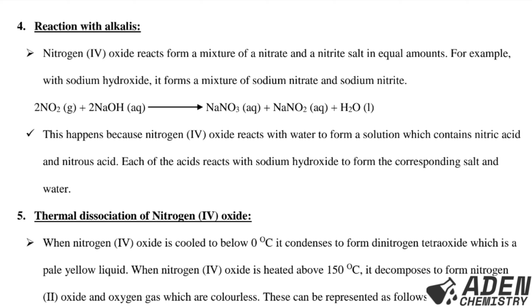So we're saying this happens because nitrogen peroxide reacts with water to form a solution which contains nitric acid and nitrous acid. Remember we said nitric acid is nitric 5 acid and nitrous acid is nitric 3 acid. And we're told each of these acids reacts with sodium hydroxide to form the corresponding salt and also water. That's why we're going to get sodium nitrate, sodium nitrite, and also water.